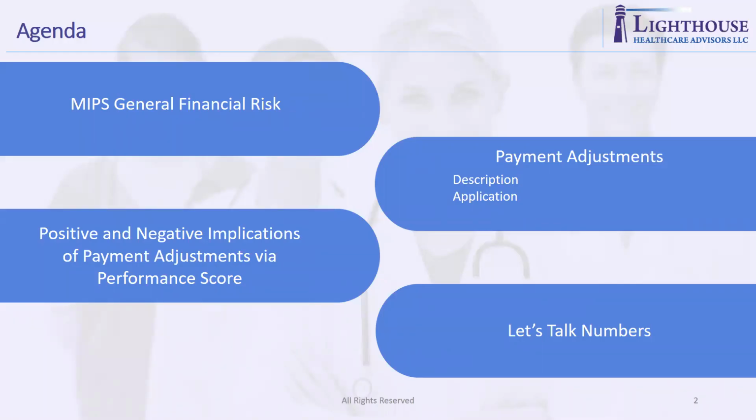The agenda for part 2 is going to be MIPS general financial risk, and then we will discuss payment adjustments, including the description and application of these payment adjustments. We will talk about the positive and negative implications of payment adjustments via the performance score. And finally, we're going to break it down into a case study example, and we're actually going to work through some numbers of physicians, what their actual reimbursement would look like.